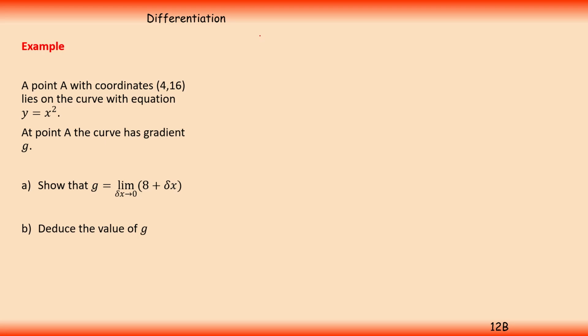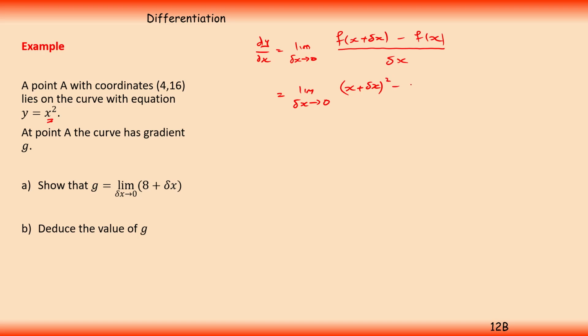We've got our expression dy over dx is equal to the limit as delta x tends to 0 of f of x plus delta x minus f of x all over delta x. Our equation is x squared, so it's equal to the limit as delta x tends to 0, f of x is x squared, so we've got x plus delta x squared minus x squared all over delta x.